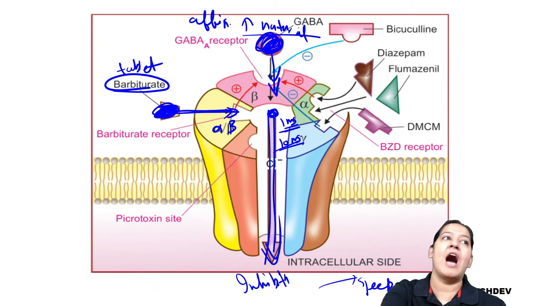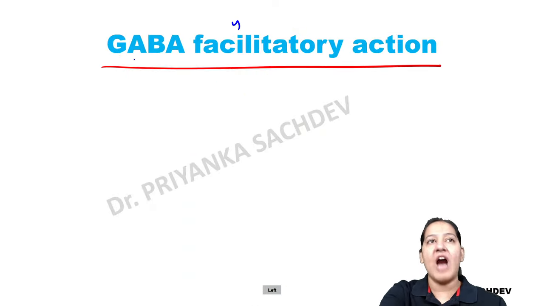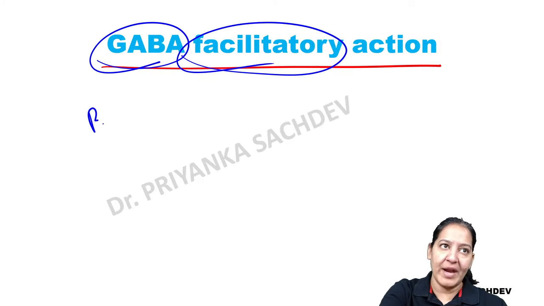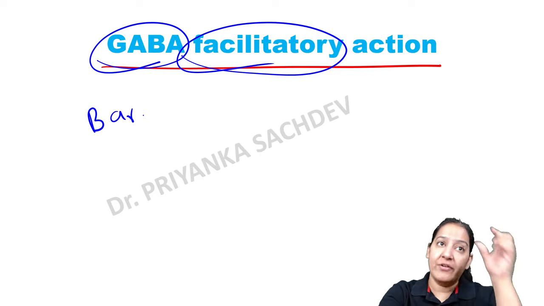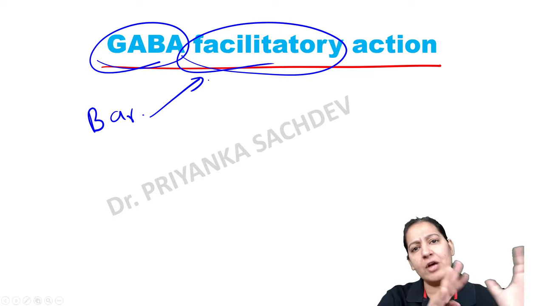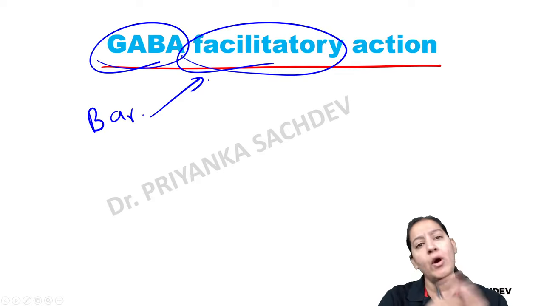That's why it is known as GABA facilitatory action. The natural GABA is being facilitated further. So barbiturate is actually increasing the affinity of natural GABA. It is not doing the action itself. It tells the GABA, you are doing a good job.